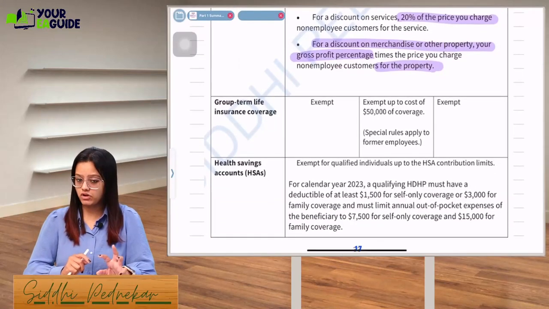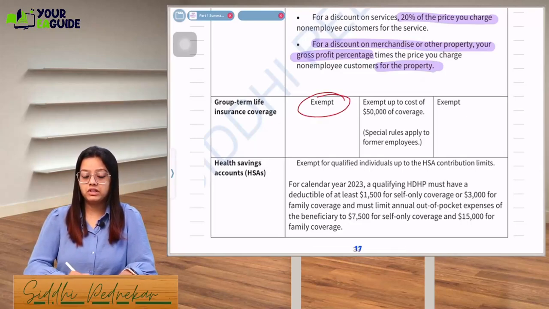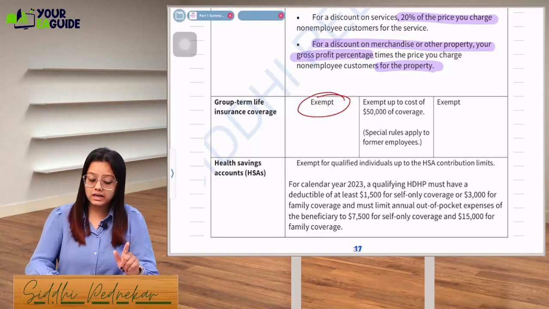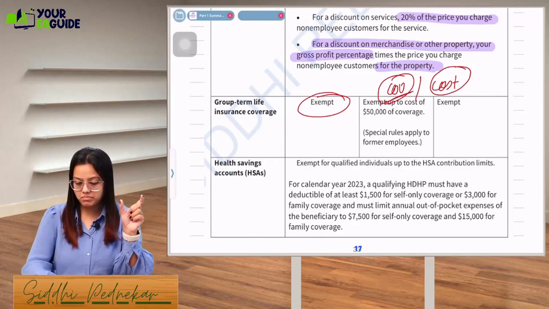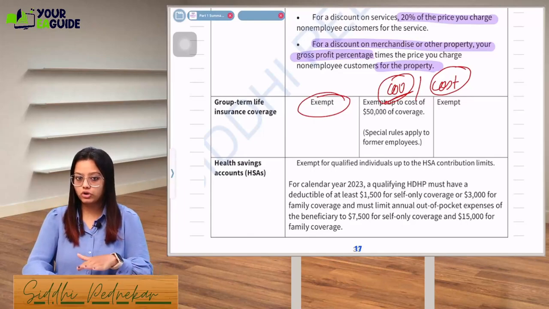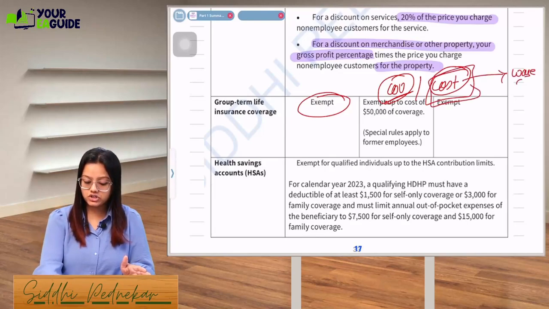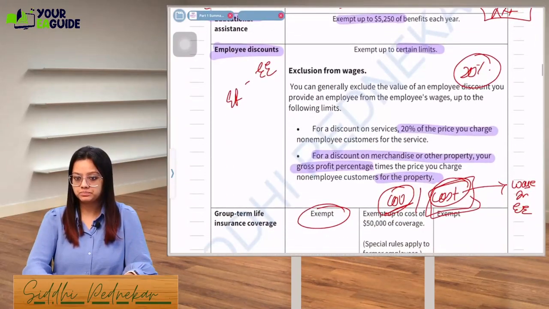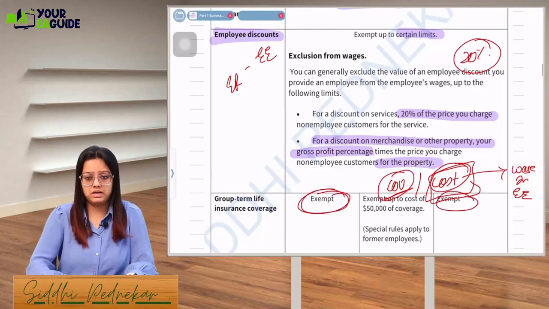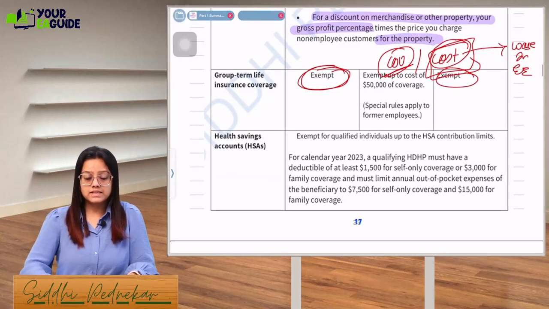Next is group term life insurance. We already saw it is exempt from federal income tax, but it will be taxable if the coverage cost, again I'm mentioning, cost of taking the insurance is different and coverage is different. So you have to check the coverage amount. If it is more than 50,000 for the whole group, then the cost will be added as wage income for the employee and it will be taxable for Medicare and Social Security taxes. Okay, FUTA and FIT is not applicable, but Medicare and Social Security will be charged if the coverage goes more than 50,000.